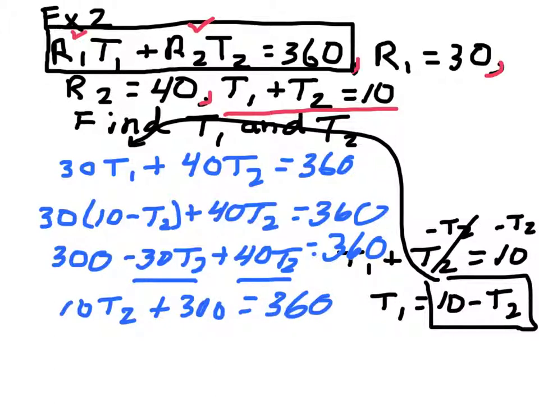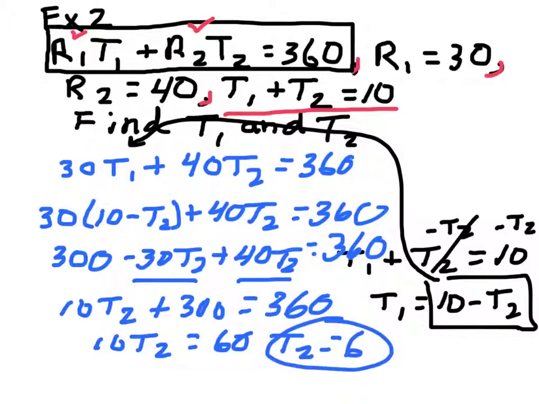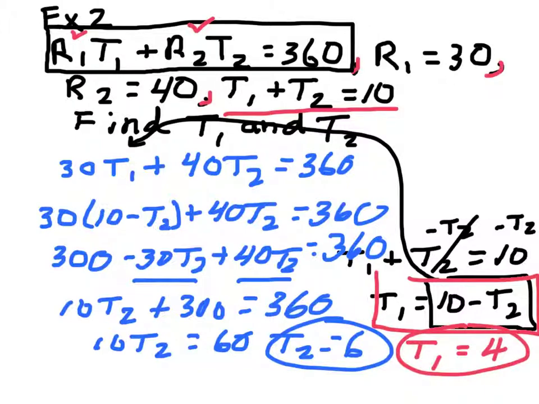Now keep on solving it for T2. They're adding 300, so subtract 300. So 10 T2 equals 60. Now divide by 10, T2 equals 6. So T2 is equal to 6. Now how can I figure out what T1 is? Well, I could go right to this equation. T1 is whatever 10 minus T2 is, or in other words, 10 minus 6. So T1 is equal to 4. And I've solved it for both variables.